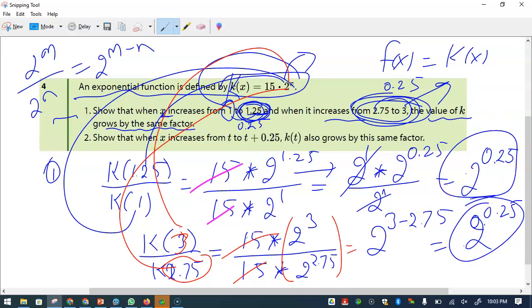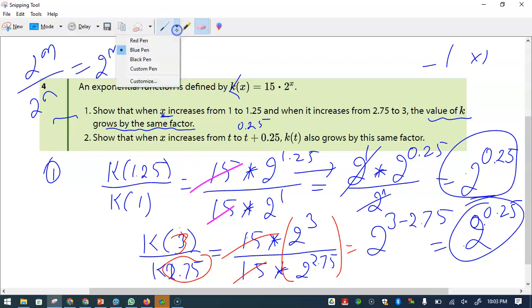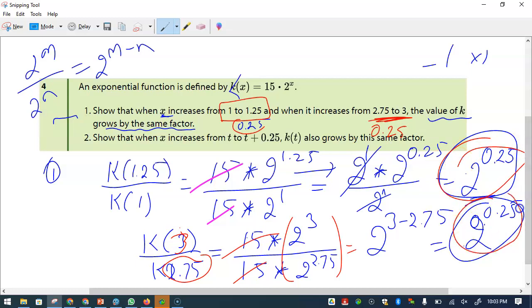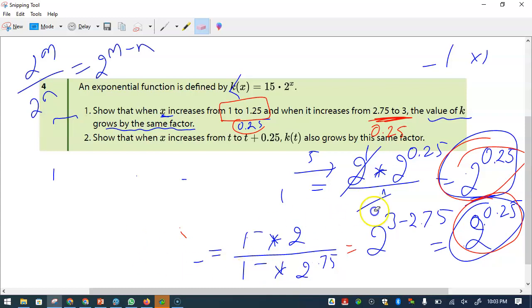So we proved that for an equal increment of x, which is 0.25 here and also 0.25 here, the growth factor stays the same. The next question they're asking is to use the theoretical type. Let's see.